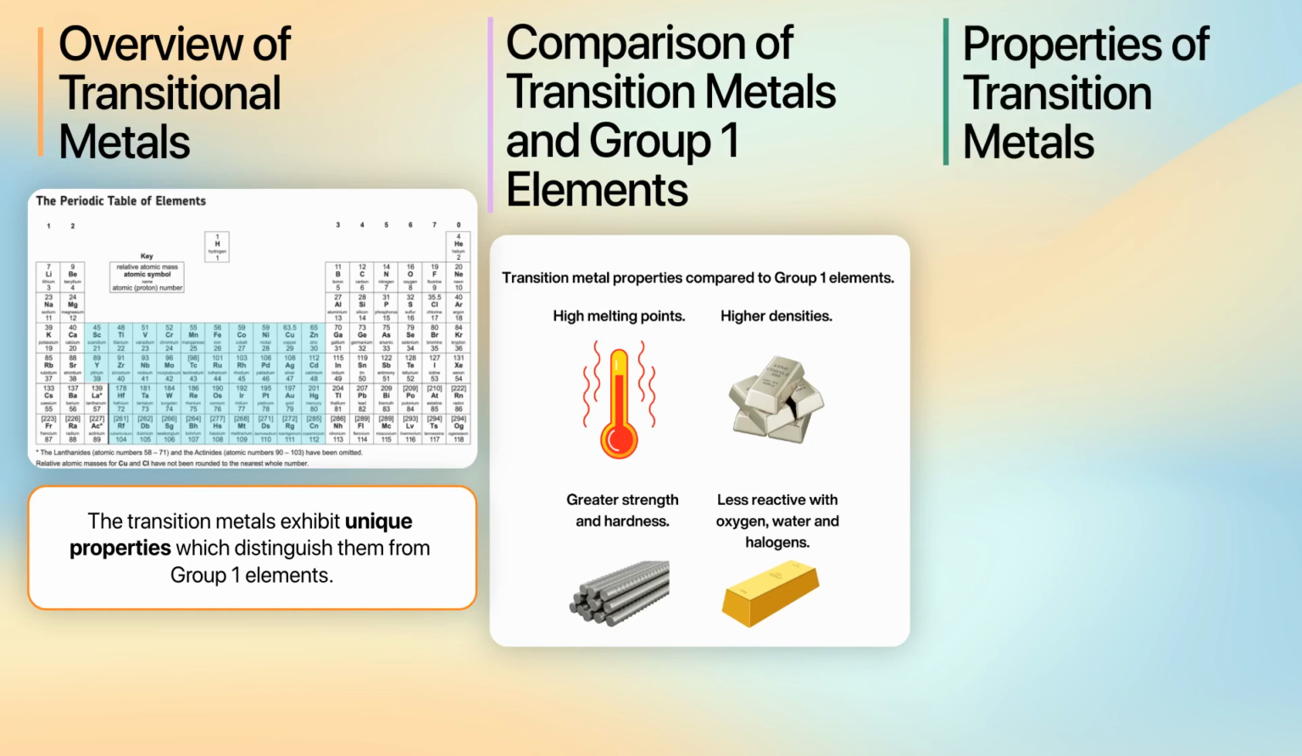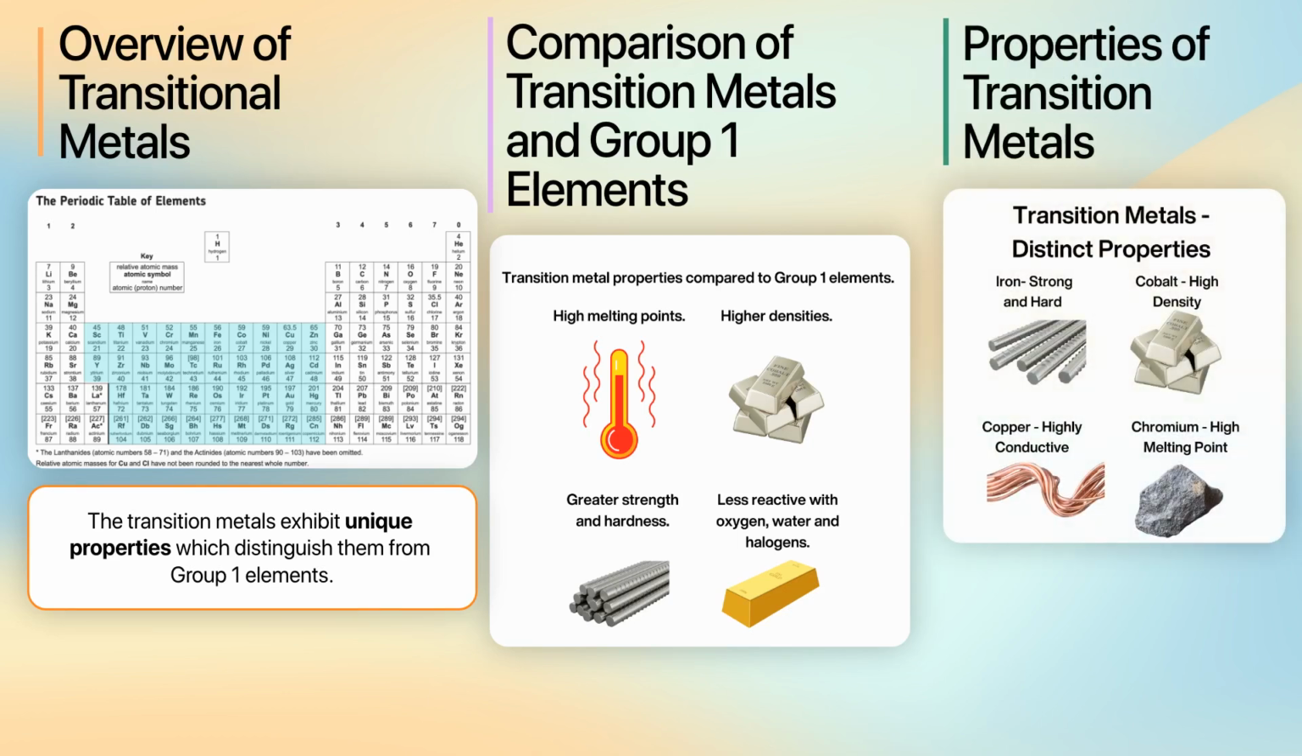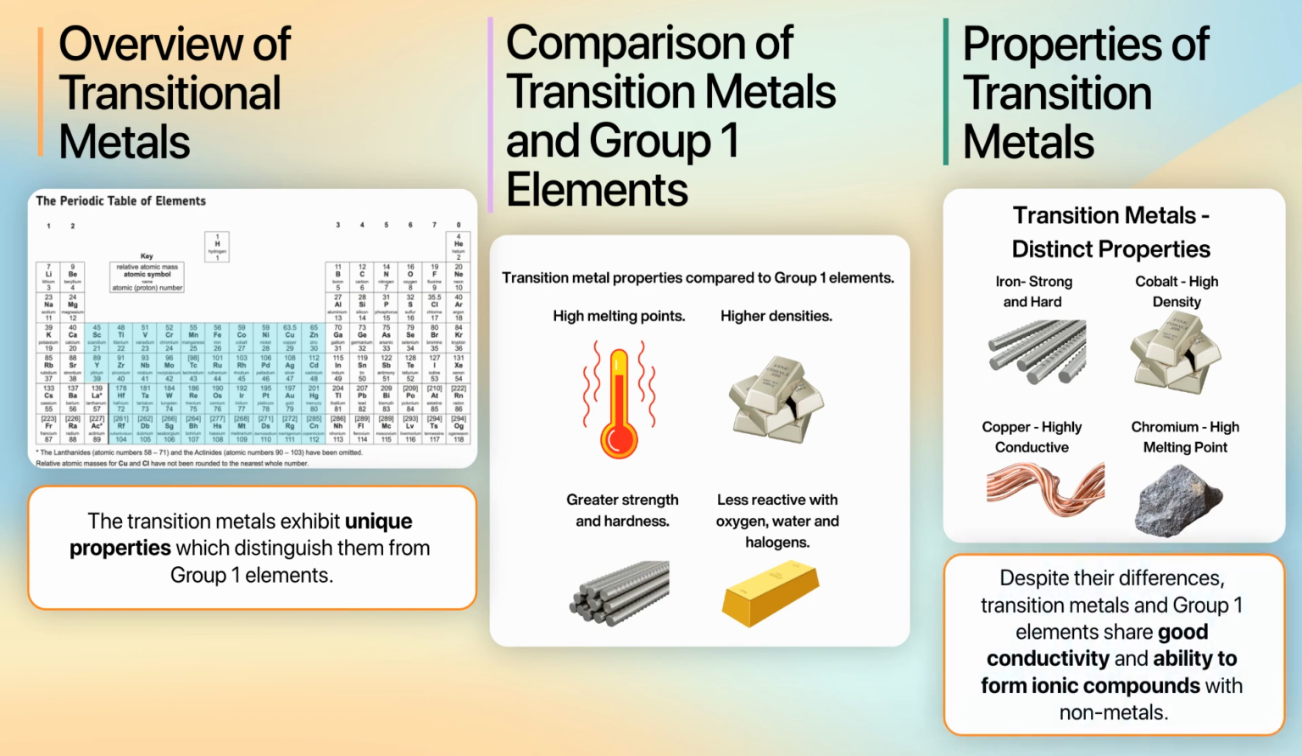By looking at some specific examples of these transition metals such as chromium, cobalt, iron, and copper, we were able to illustrate their distinctive properties like high melting points, densities, strength, hardness, and conductivity. While transition metals differ significantly from Group 1 metals in these aspects, they share similarities such as good conductivity and the ability to form ionic compounds with nonmetals. In summary, this lesson has provided an overview of the unique properties of transition metals and how they differ from Group 1 elements.